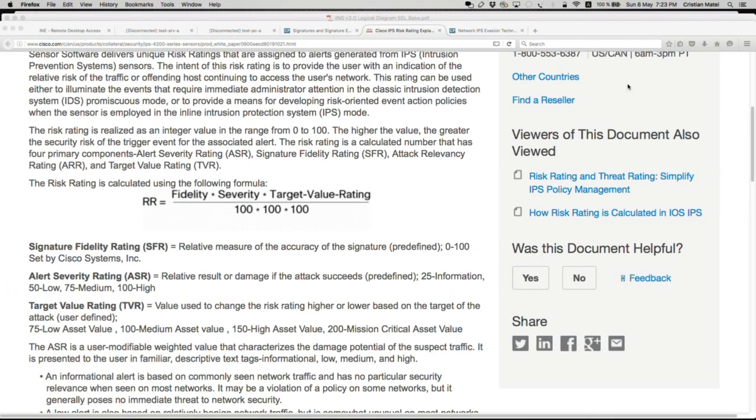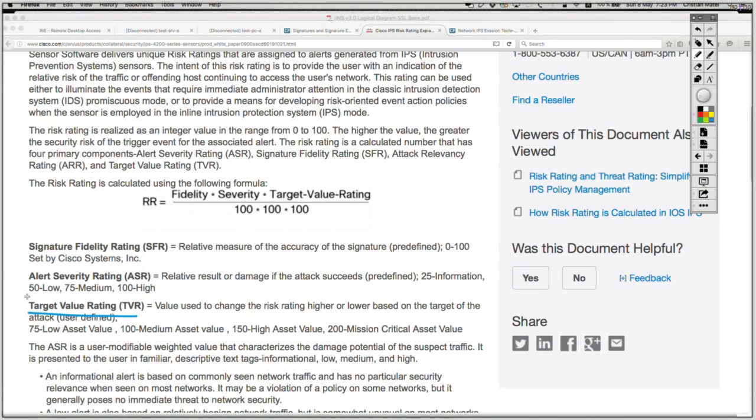Does that attack present a low threat or a high threat? And then the target value rating, which, as the name states, is the value of the target of the attack. And this is user defined. You're going to have to define in your network which assets are more important, which means they should be secured better than other assets. And you have values like 75 low asset value, medium asset 100, high asset 150, 200 mission critical. So based on all of those values, we're going to have the risk rating associated in there.